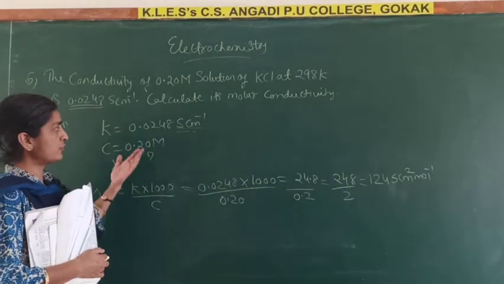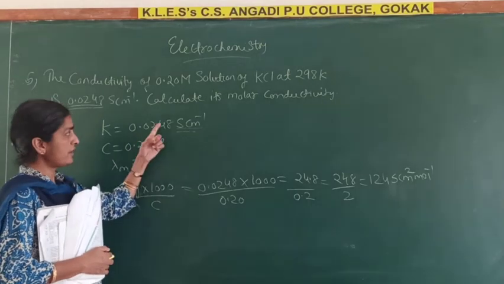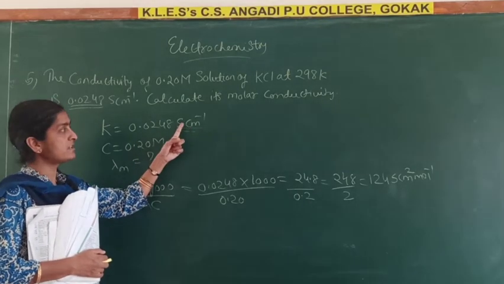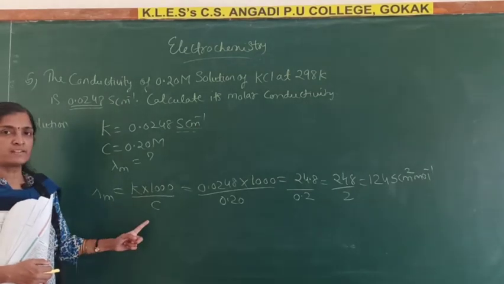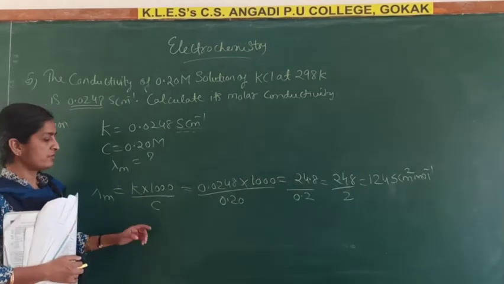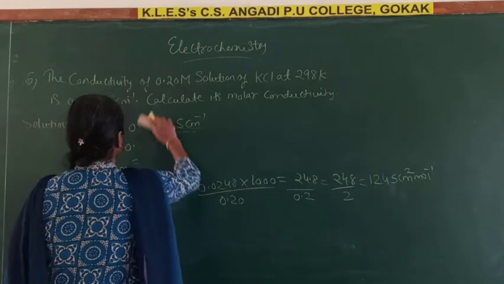I hope this is clear to you. This is a simple problem. So when you are given kappa, that is, conductivity in Siemens per centimeter, use this formula: kappa into 1000 by C. Okay, so we will move on to the next problem.